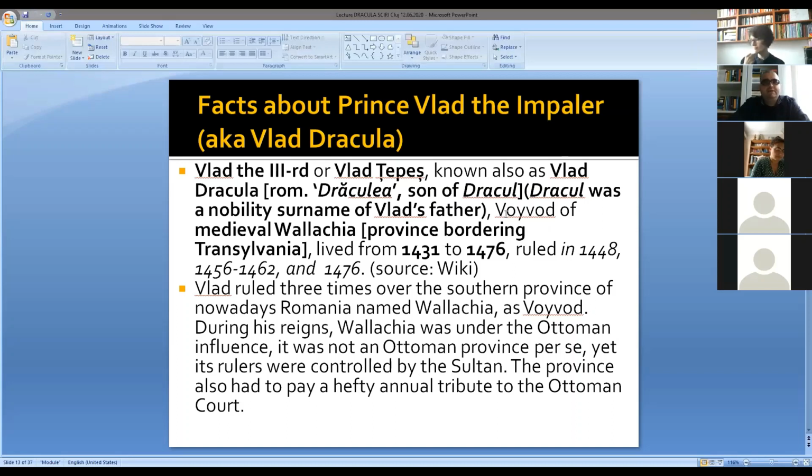During his reigns, Wallachia was under the Ottoman influence. It was not an Ottoman province per se, yet its rulers were controlled by the Sultan. The province also had to pay a hefty annual tribute to the Ottoman court.